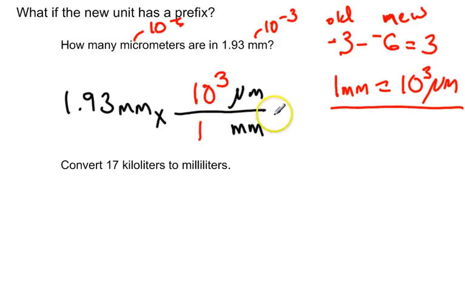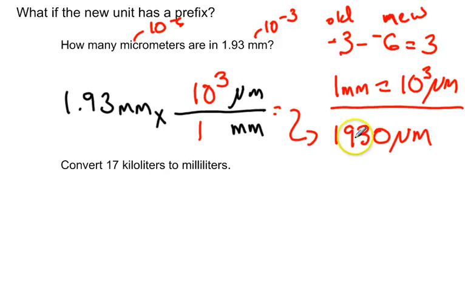Okay, so again, you do the math there. And put my answer down here. That way I don't have to delete anything. You get 1,930 micrometers. Again, number and a unit. Millis cancel. What we're left with is micrometer.